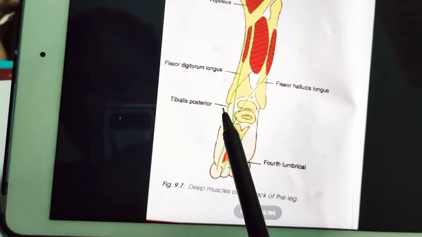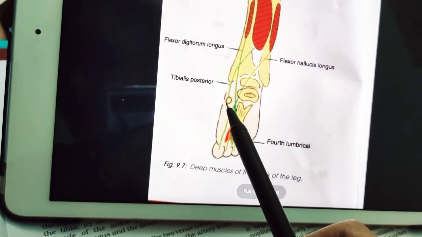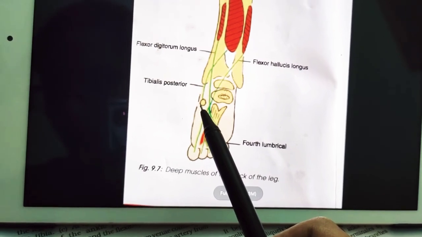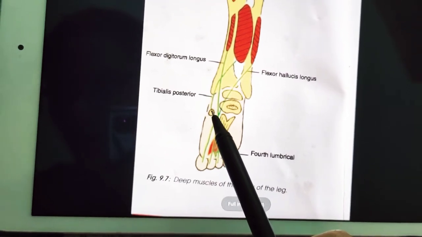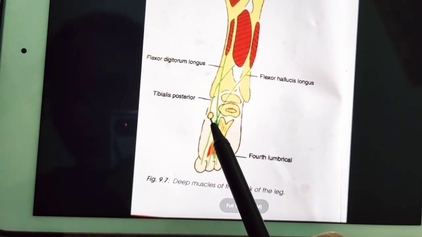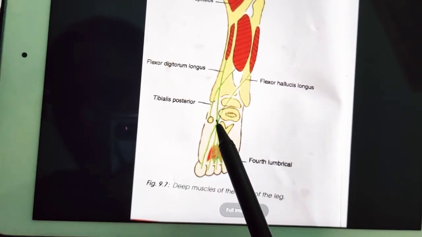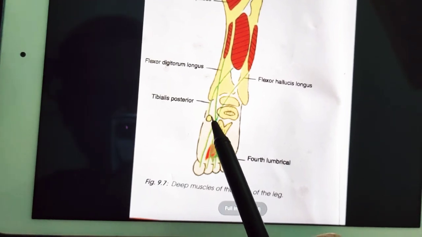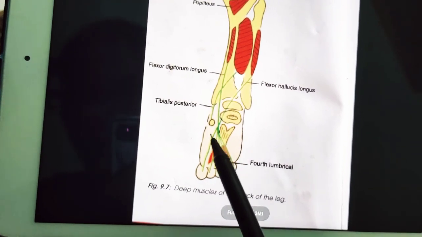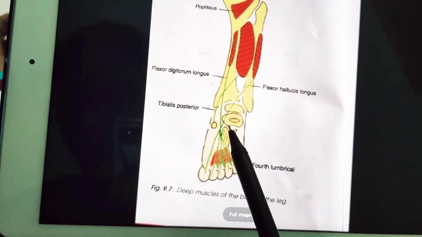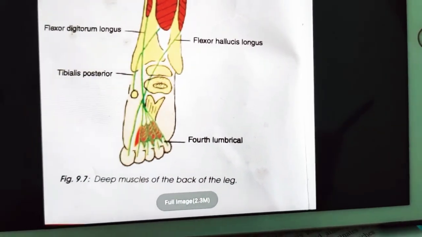So the insertion: tibialis posterior is inserted, you can see here, from here. It is inserted into the tuberosity of the navicular bone. The tendon also gives off slips to all tarsal bones except the talus, and to the second, third, fourth metatarsal bones. Once again I'll repeat the insertion. Tibialis posterior is inserted into the tuberosity of the navicular bone. You can see this is the navicular bone, and also it will give off slips to all tarsal bones except the talus, remember that, and also to the second, third and fourth metatarsal bones it will give its attachment. So this is the insertion.